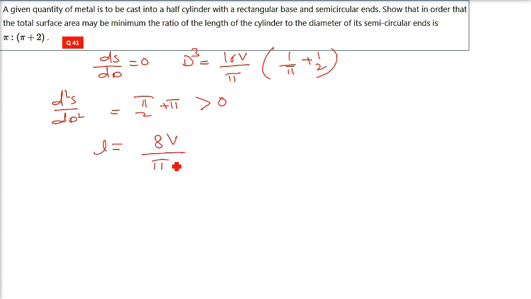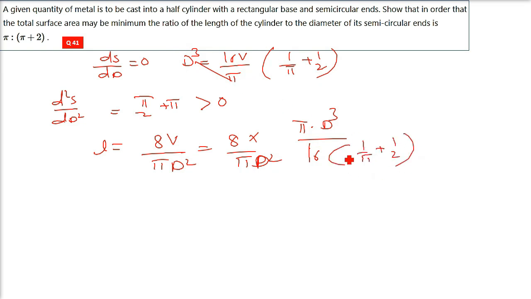L was 8V by pi d square. What we will do, because d cube is already there with us, is replace this V by this relationship. That is, V will be d cube pi by 16 into, in the denominator itself, 1 by pi plus 1 by 2. Capital V will be replaced by this equation which I am showing on the top. This pi into d cube by 16, this goes as 1 by pi plus 1 by 2, which will be 2 plus pi by 2 pi.